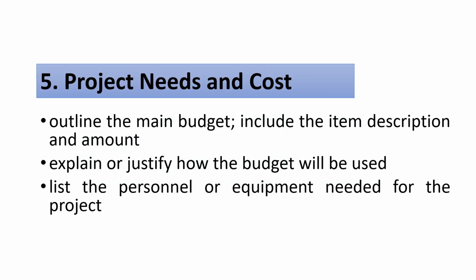Then it's also very important for the agency who will be accepting your proposal or your project. You have to identify what your needs and your costs are. You can outline the main budget, how much, and of course the item description. Aside from the budget, you have to tell us what it is and justify how the budget will be used. You can also mention the personnel or equipment.